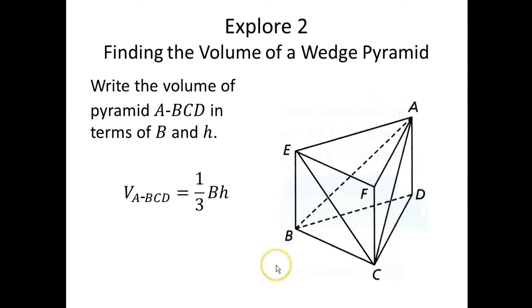That's our goal. Well, since each one of these pyramids inside of this prism has the same volume, and there are exactly three of these pyramids, it only makes sense that the volume of our wedge pyramid ABCD is one third the volume of the entire triangular prism. This can be expressed in this way. The volume of wedge pyramid ABCD is just one third times the volume of the triangular prism, which we already said is equal to the area of the base of the prism times the height. So now we have the formula for the volume of a wedge pyramid.